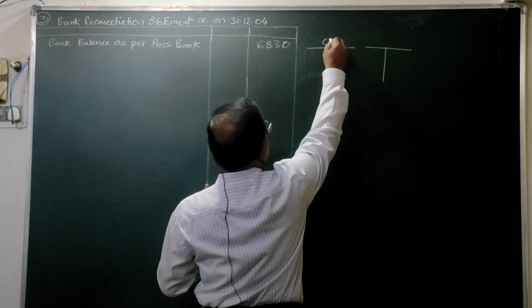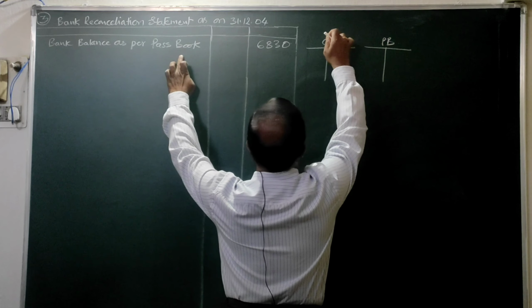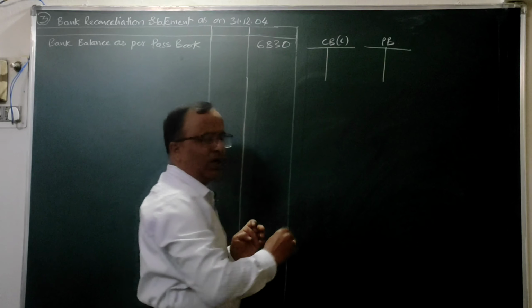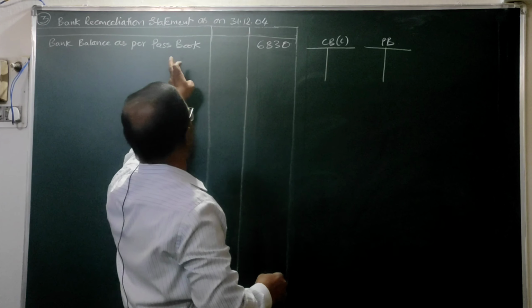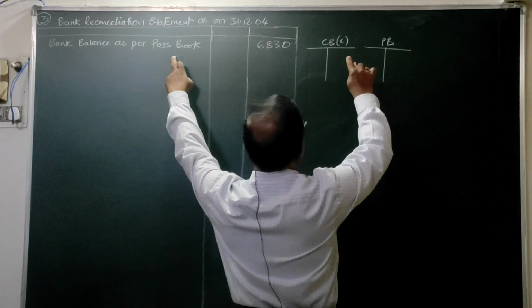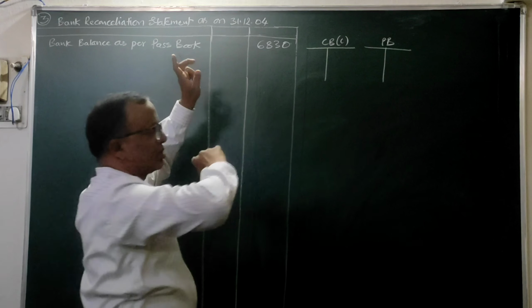This is cash book, this is passbook. We have started the problem with passbook, so cash book we are going to keep as constant here. See, if you have started with passbook, we are going to keep cash book as constant. If you have started with cash book, passbook we are going to keep as constant.